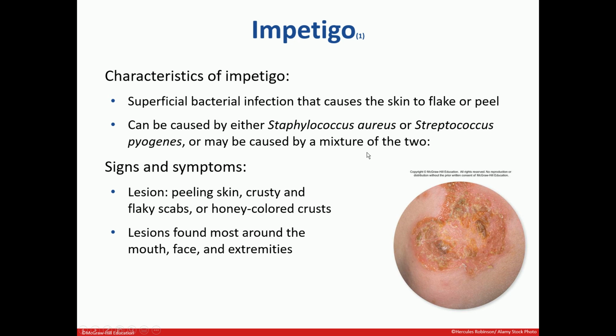bacteria. And what happens in this disease is, you can see here, the skin becomes very flaky, or the skin starts peeling off. You can see here how the skin is becoming flaky and peeling off. So what are the signs and symptoms? The skin lesions, there's a peeling of skin, crusty and flaky scabs, and the lesions are mostly found near the mouth, face, and the extremities.